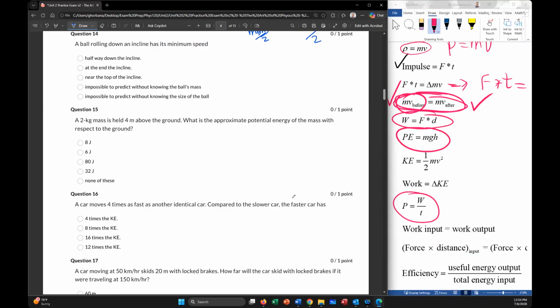Question number 14. A ball rolling down an incline has its minimum speed halfway down the incline, at the end of the incline, near the top of the incline. Its minimum speed, okay, it makes sense. It goes until it's about to stop. When it's about to stop, it has its minimum kinetic energy but maximum potential energy. But again, energy is conserved. So what is the right answer then?